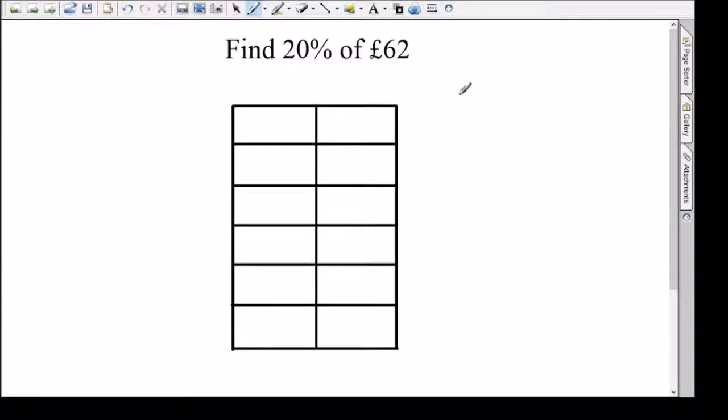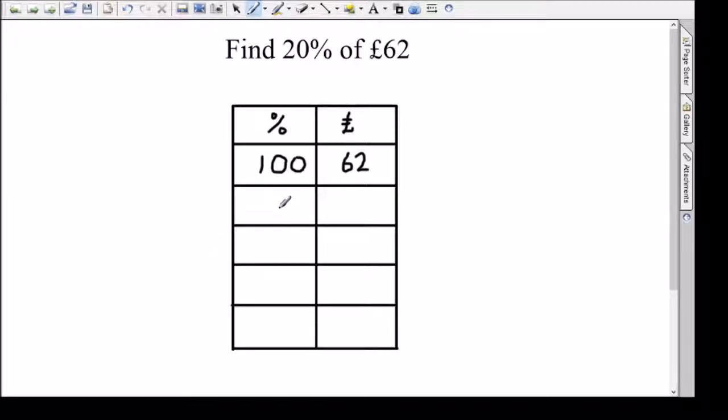Find 20% of 62. Okay, this looks a little bit different, but 20% of £62, I should say. Okay, so this time, actually I'll do it the other way around. So I'm going to put percent in the left-hand box. I'm going to put the price in the right-hand box. Okay. I'm looking to find 20% of £62. So my £62 is the 100%. Okay, so here we go. So that's £62. I won't bother with the units on this one, you'll see what I mean.